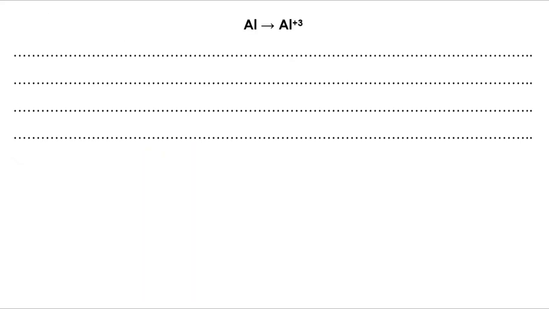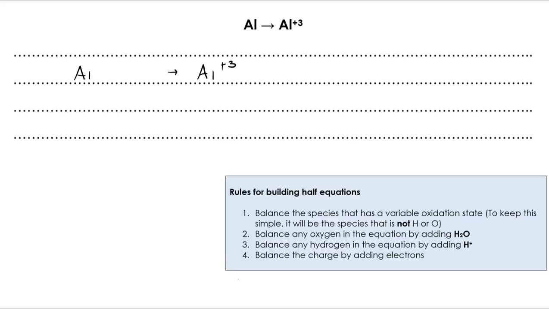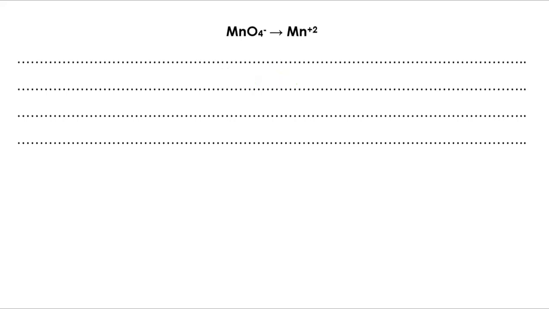Next example, pause and give it a go. Okay, going to bring the rules up once again, and we have here Al going to Al3+. Rule 1, balance the species with a variable oxidation state. That's Al, that's already done. Rule 2, balance the oxygens by adding water. There are no oxygens. Rule 3, balance the hydrogens by adding H+. There are no hydrogens. So finally, I balance the charge by adding electrons, and I'm adding 3 electrons on the right-hand side. My half equation is done. Next example, pause and have a go.